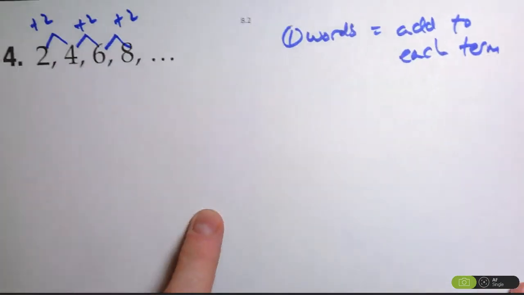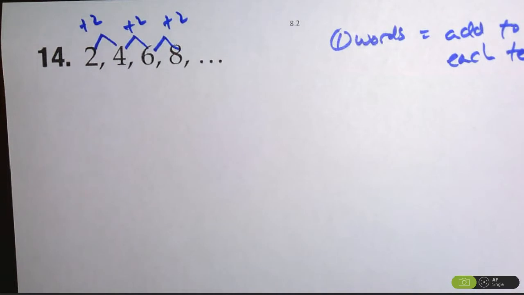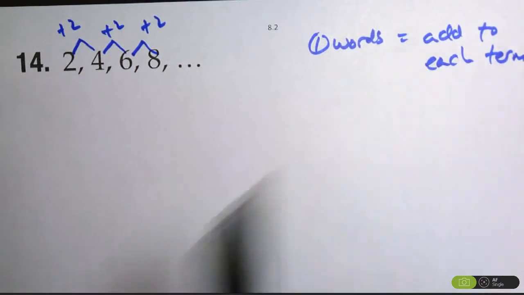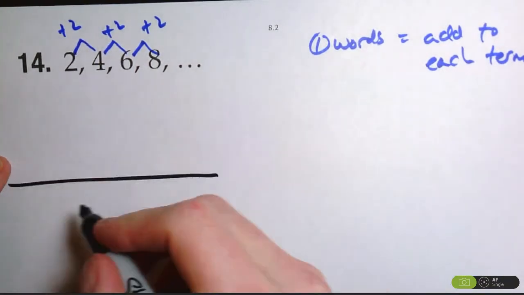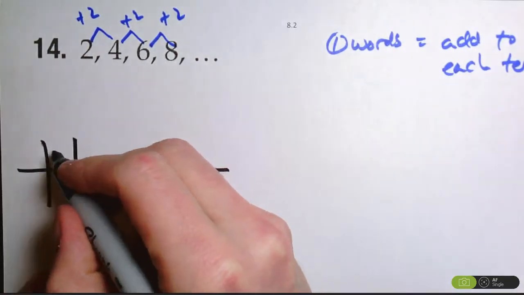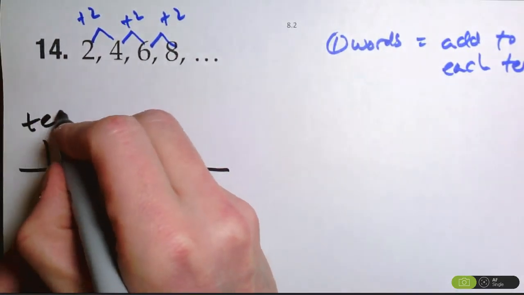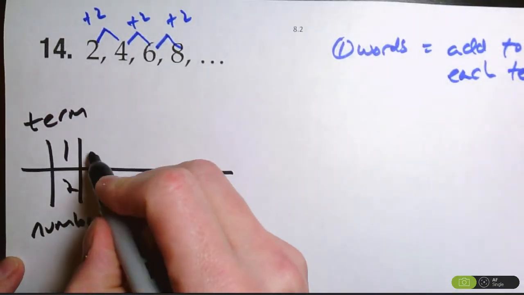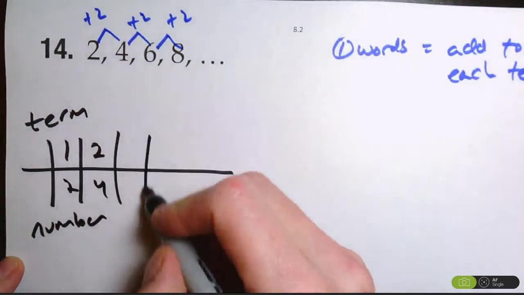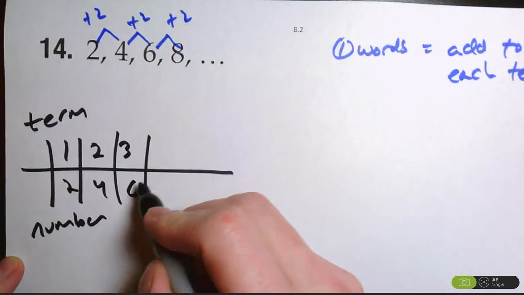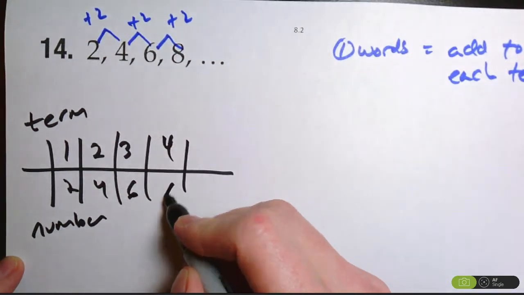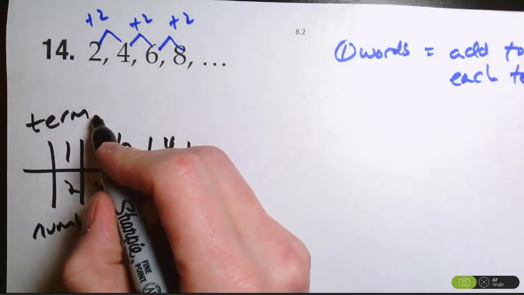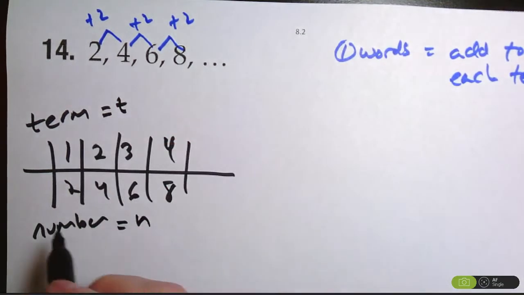Okay. Now, the next part is figuring out what the rule for this is. What's a formula for this? The book has this process, which we went through in class, where they think of this as a table. So this is the term, this is the number. In the first term we get 2, for the second term we get 4, for the third term we get 6, and for the fourth term we get 8. And what we want is a rule where if I plug 1 in for t, the number I get back is 2.